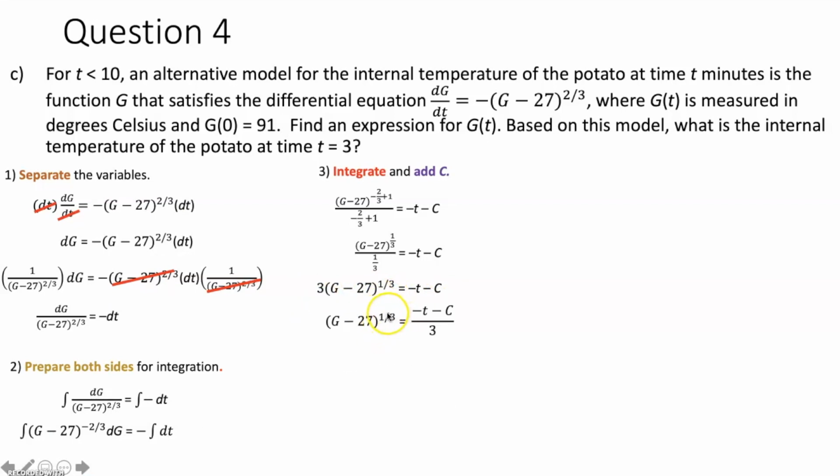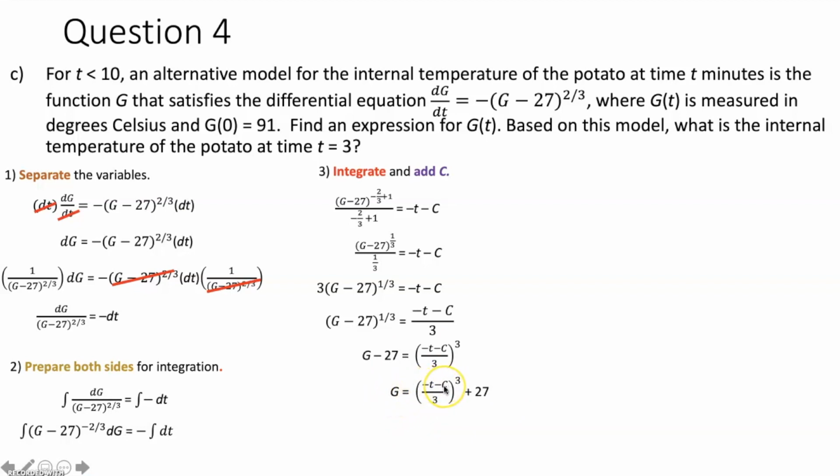1/3 exponent. So how do we get rid of a 1/3 exponent? Well, you're going to have to cube both sides of this equation. If you cube both sides of this equation, the 1/3 and the cube cancel each other out. That's why we did it. And now we just have g minus 27 is equal to this quantity to the 3rd power. Now we just add 27 to both sides, and we now have an equation in terms of g and t.